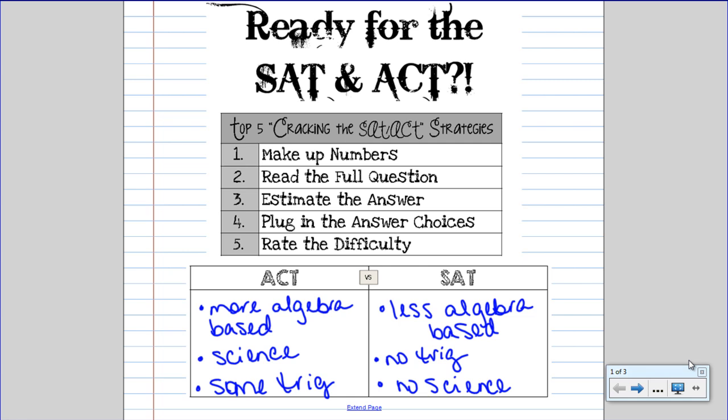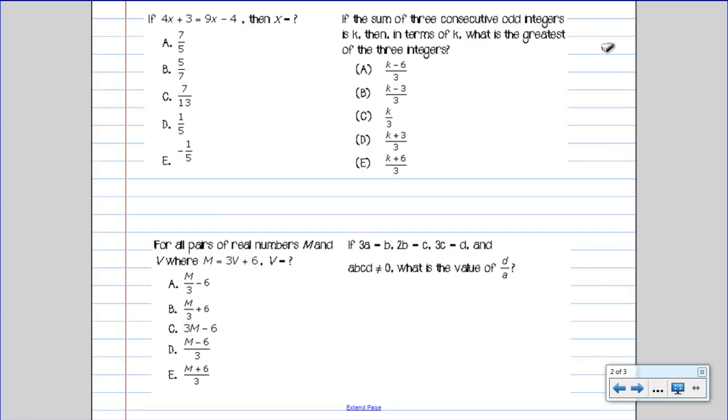The ACT has some trig on it. We won't do any of those problems today, but there are some trig questions, but the SAT doesn't have any. And then the ACT has a science section and the SAT doesn't. Now, like I said, there are more differences than that. Those are just the ones that I'm going to hit on, and then we're going to do some actual math. So open your book. We're going to talk about a couple of problems.